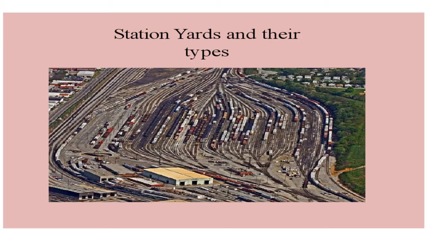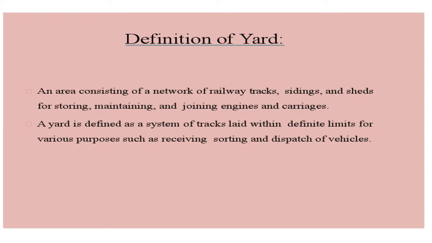In this video, we'll go through the term station yard and their types. So coming to the definition of yard: an area consisting of a network of railway tracks, sidings and sheds for storing, maintaining and joining engines and carriages.